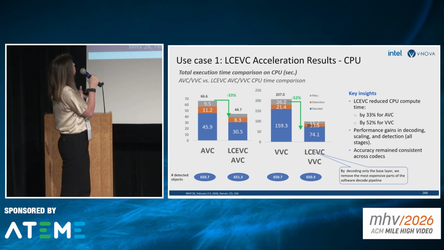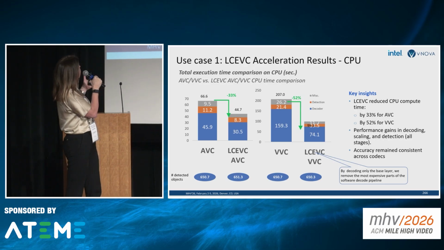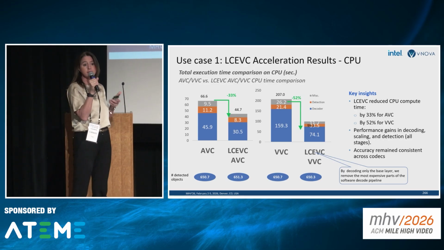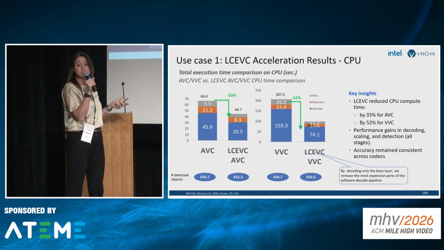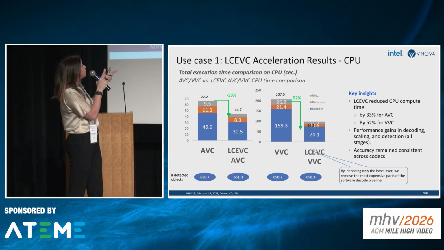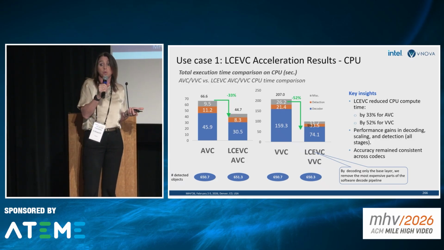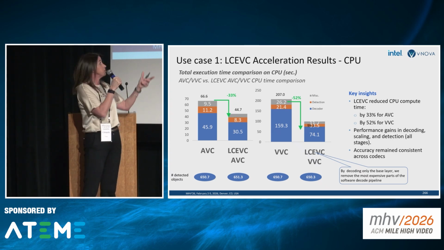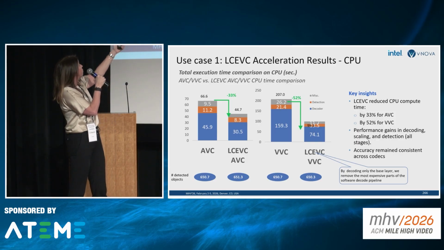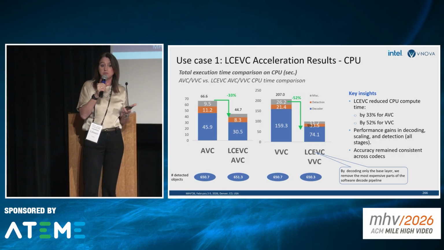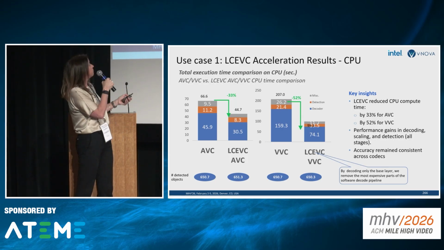So initial results, let's start with the first use case, which was LCVC on CPU. Decoding base only allowed to save 33% compared to native AVC decoded at full resolution, and 52% compared to VVC. This is, of course, because you are decoding a quarter of the pixels, which helps particularly with VVC software decoding, and also the detection component, the one in orange, is smaller because that includes the scaling, and actually scaling, starting from a low resolution, is a smaller operation.